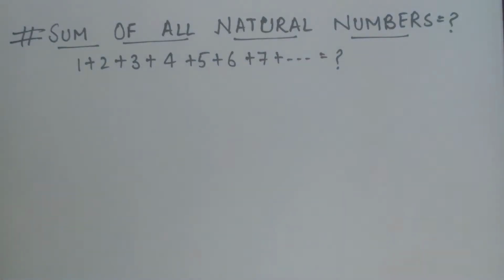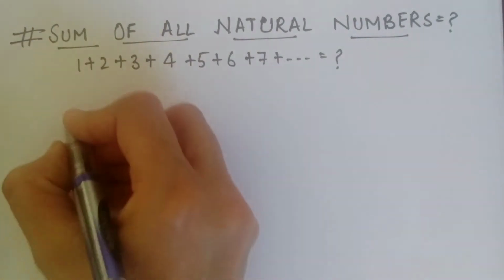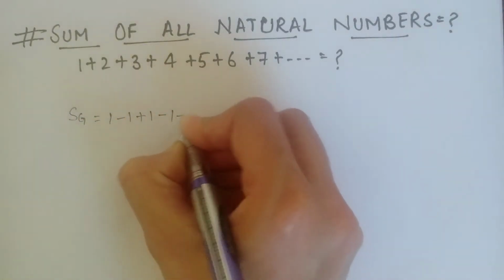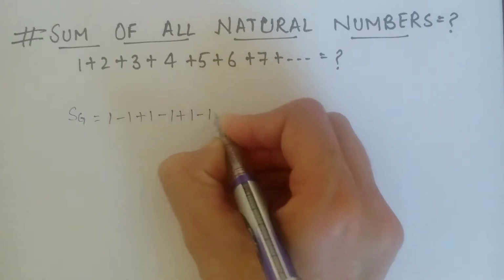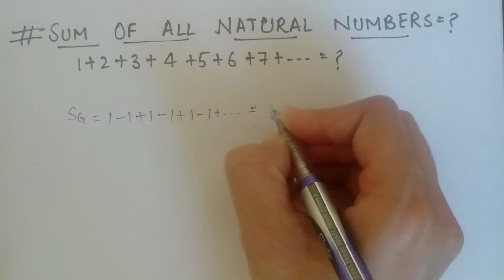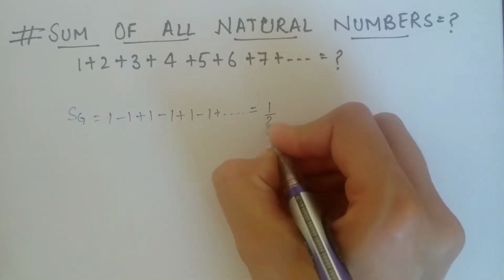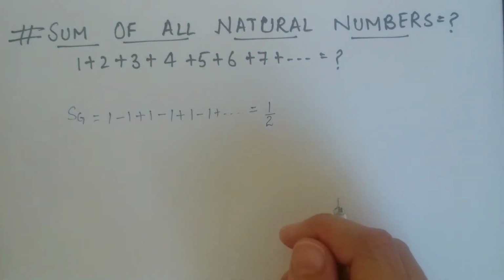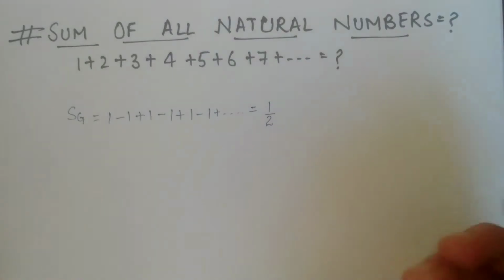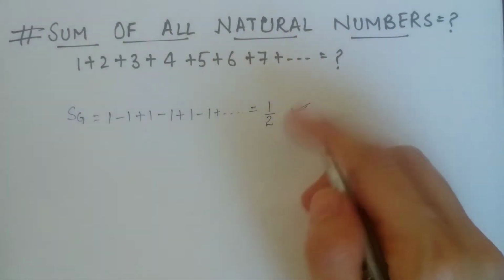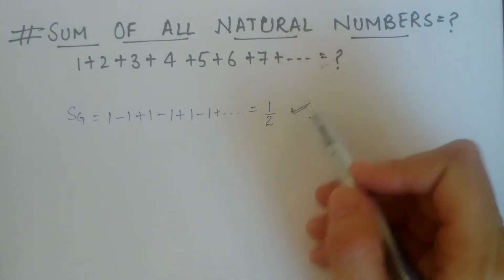In one of the previous videos, I have solved Grandi's series, which was written as S_G = 1 minus 1 plus 1 minus 1 and so on, and the result was 1/2. So continuing further, we will use the same result for solving the sum of all natural numbers.